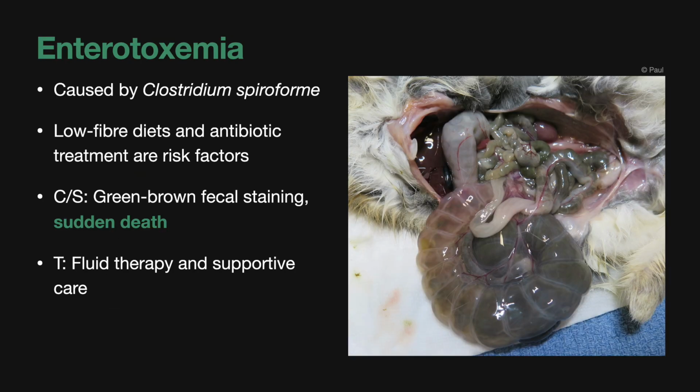Finally, we have enterotoxemia. This is caused by Clostridium spiriforme. Low-fiber diets or the use of antibiotics are common risk factors for this condition. Clinical signs include green to brown fecal staining, but many rabbits present with sudden death. If diagnosed before death, fluid therapy and supportive care are the main treatments.